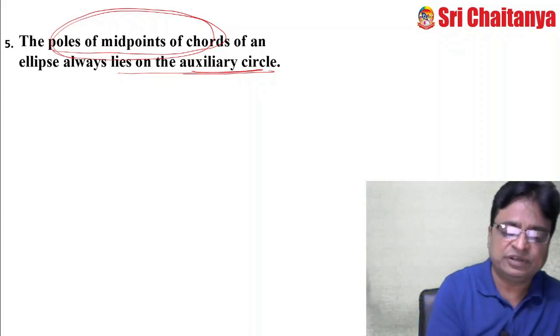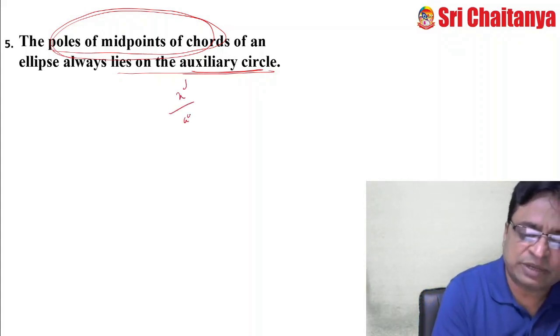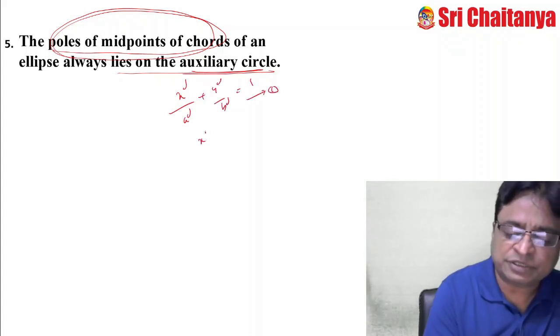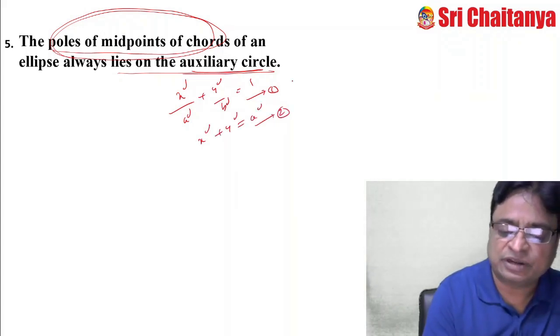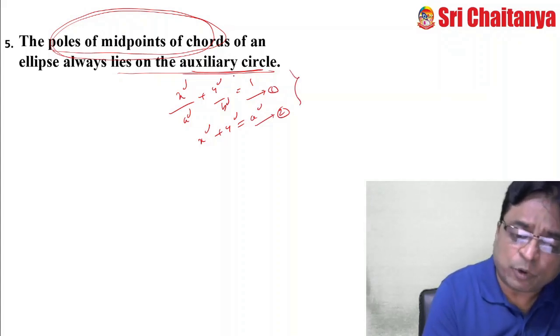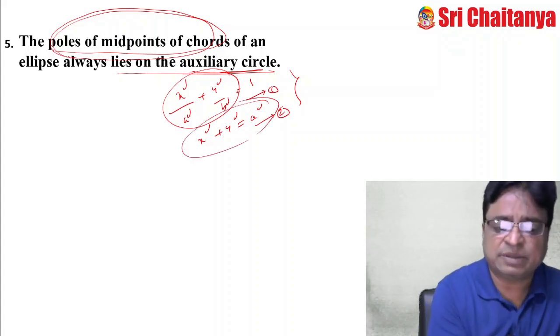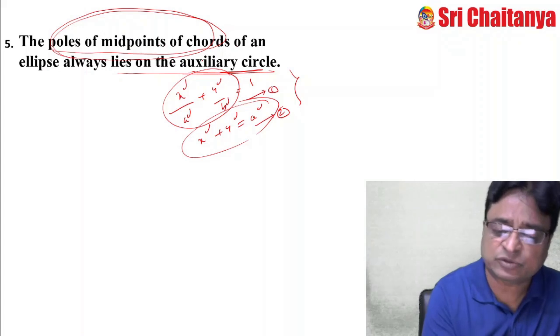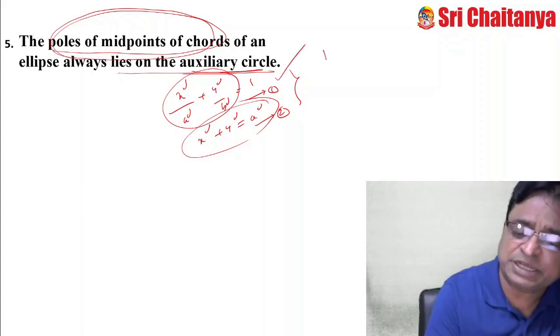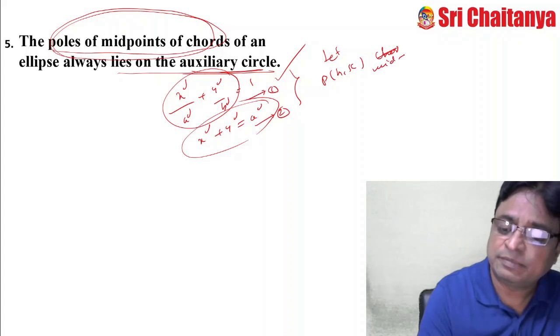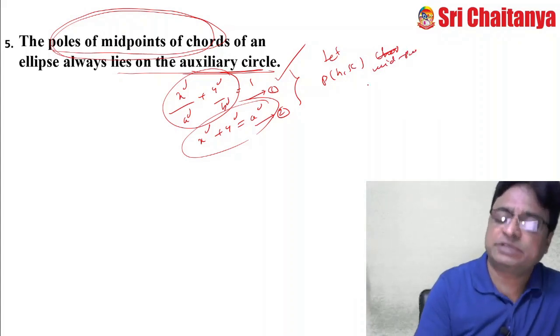So now what I am doing is, the equation of the ellipse is x square by a square plus y square by b square equals 1. And the equation of the auxiliary circle is x square plus y square equals a square. This is the auxiliary circle. What they are saying is that the polar of this is the chord with respect to the midpoint. So let P(h, k) be the midpoint of the chord. You know what is the equation of the chord with respect to the midpoint?